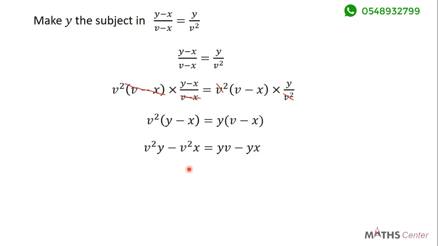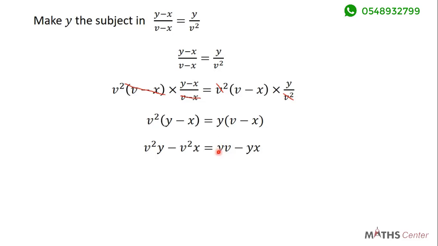Now when you get here, what do you do? Remember that if you want to make a certain variable the subject, you group all the terms with the variable in it on one side. So here we want to make y the subject, so we are going to group all the terms with y in it on one side of the equation. Then we will group the other terms on the other side. So the terms with y in it are v squared y, yv, and yx. So I'll make sure that all of those terms are on one side of the equation. Then the other term, which is v squared x, is on the other side of the equation.